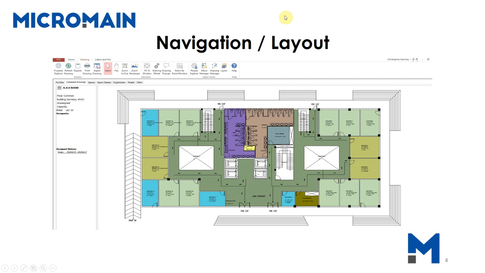Right here we have the basic layout of MicroMain FM. And right here at the top, we have the ribbon, where you have 3 tabs. You have the home, drawing, and labels and fills. I'll go through those when we switch over to the product. On the left side, we have the information. And then right here in the middle is where our drawing is going to be held.